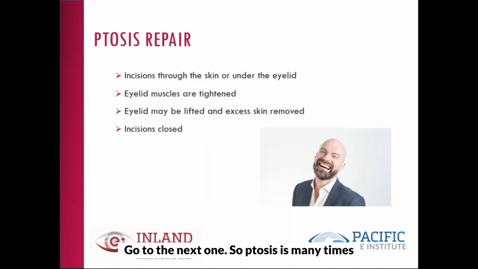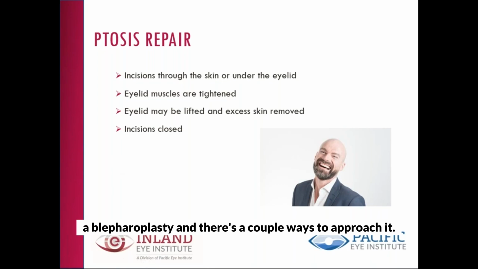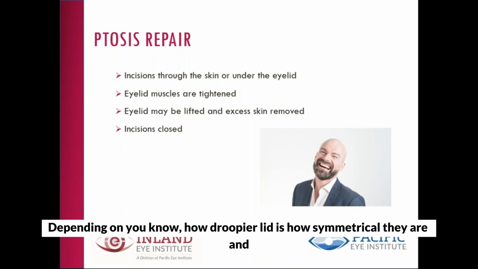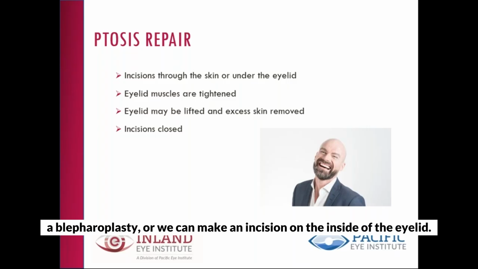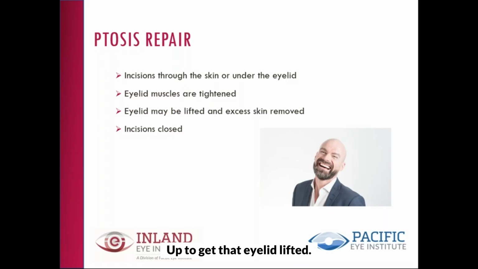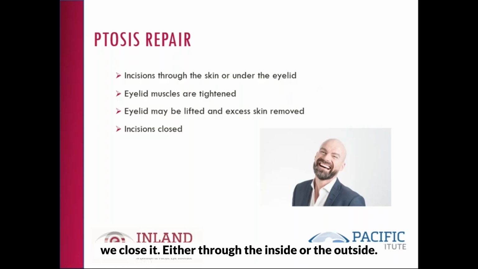I'll go to the next slide. So ptosis, many times it occurs with extra skin, and we do both at the same time, but ptosis repair is a little different than doing a blepharoplasty. There's a couple ways to approach it, depending on how droopy your lid is, how symmetrical they are, and how much function the muscle has. So we can either make the incision through the same place that we do for a blepharoplasty, or we can make an incision on the inside of the eyelid. We tighten the muscle up to get that eyelid lifted, and then we can take extra skin off at the same time if we need to. And depending on which incision we make, we close it either through the inside or through the outside.